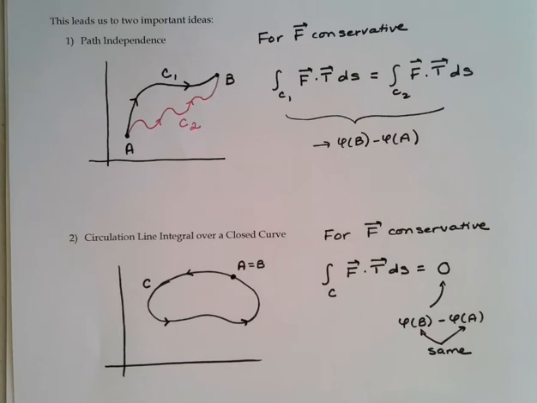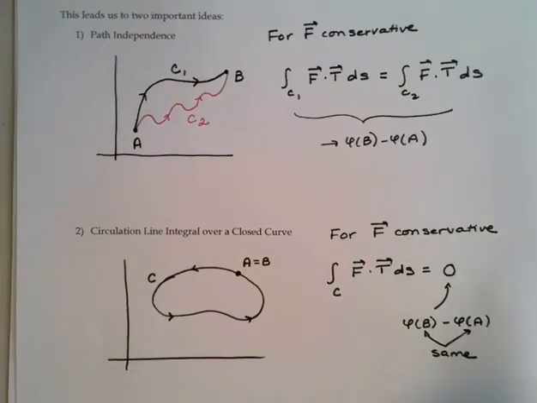All right, so path independence and circulation over a closed curve. Two really important ideas that we'll be able to use to our advantage to reduce the amount of calculation that we'll eventually have to do. Let's look at some examples.